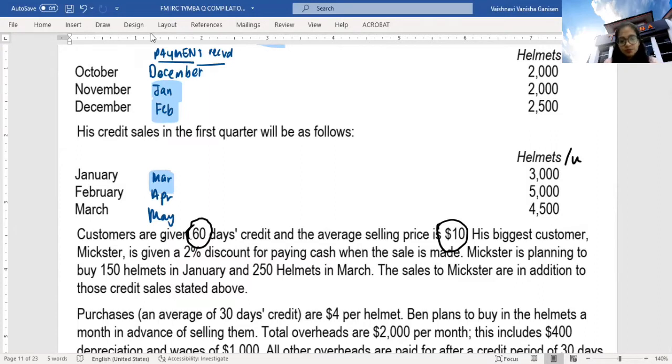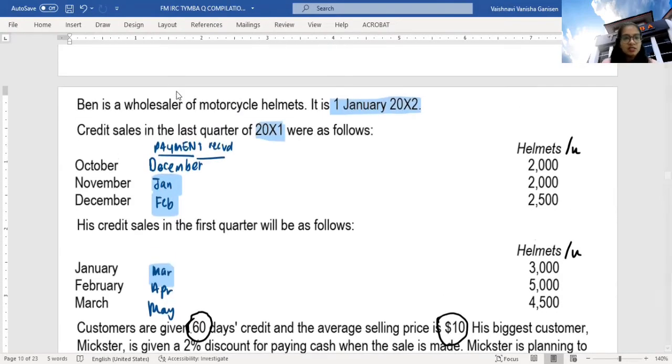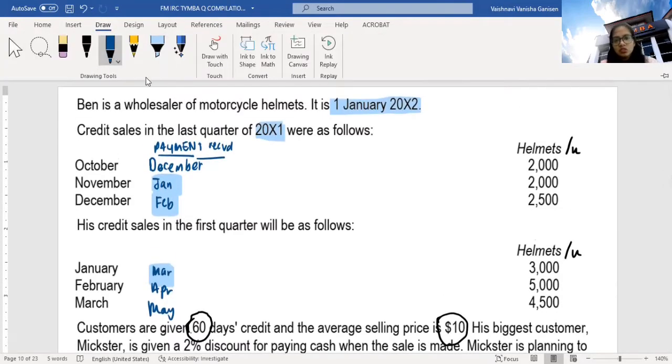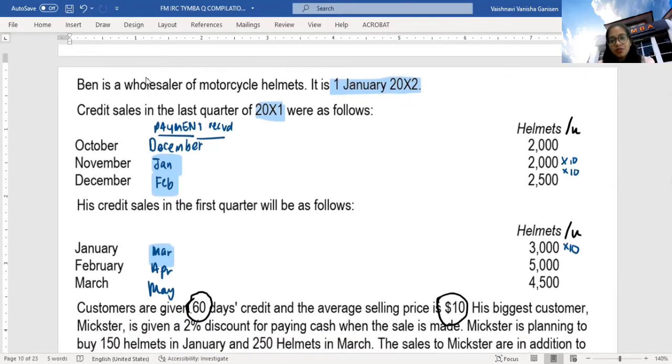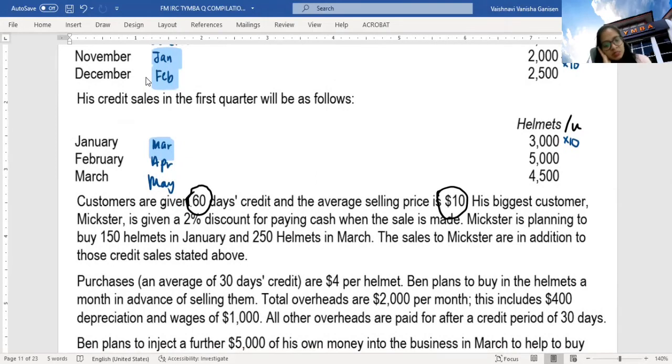Okay. Now, if these are the number of units, when you want to calculate the total sales revenue, what you do is multiply by 10. So multiply 10, multiply 10, multiply 10. So these are all the credit sales items. Now, his biggest customer, Mixter, is given a 2% discount for paying cash. So please be careful. You now have credit sales and also cash sales, right? So he will pay cash when the sale is made.